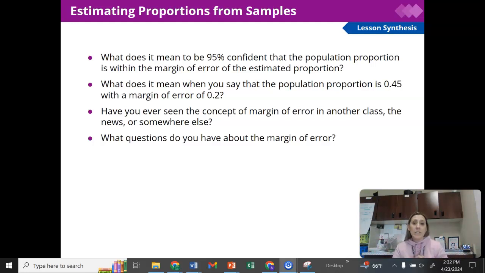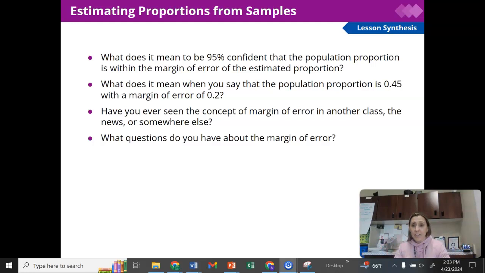And what does it mean when we say that the population proportion is 0.45 with a margin of error of 0.2? That means that there is a 95% chance that the actual population proportion is going to be in between 0.25 and 0.65.